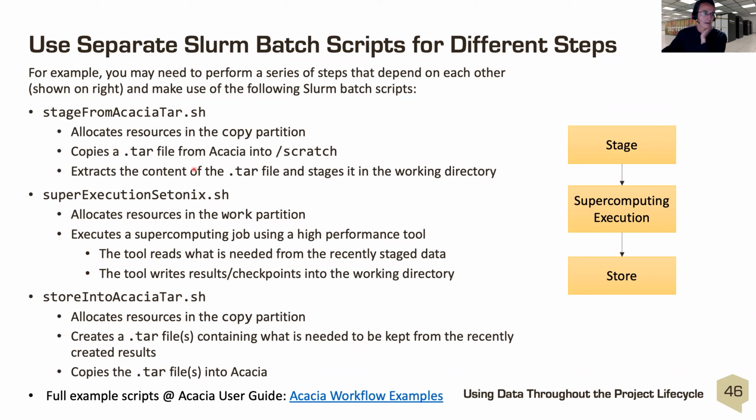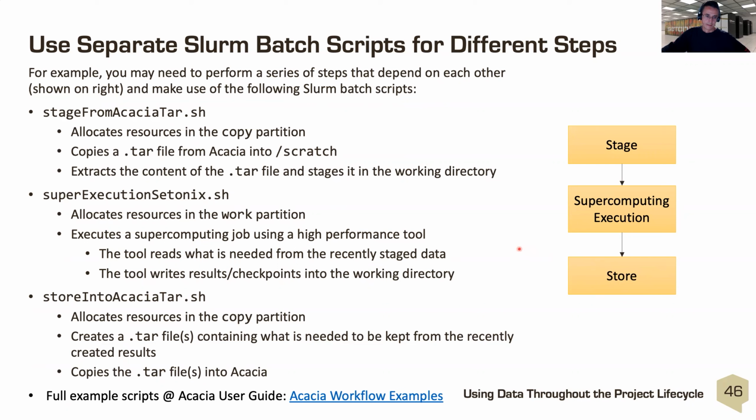So these are 3 clear steps. For example, staging, which is copying things from Acacia into Scratch. Then there is a job script for anything we have to do with the supercomputing and all the calculations, etc. The normal use of the supercomputing and job submission through a Slurm batch script. That is very common. And also a Slurm batch script to store things into Acacia.